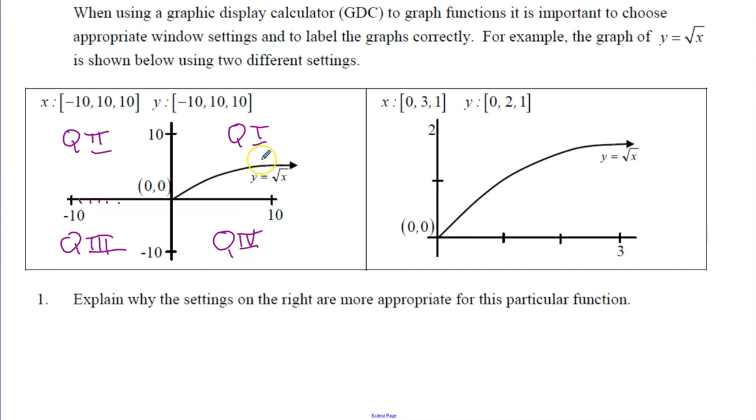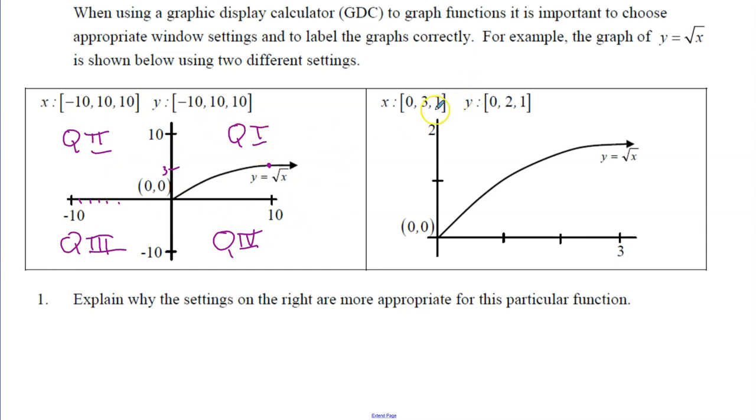But our graph is actually only in quadrant 1. And even when the x value is 10, the y value, I mean, think about it, it's a square root, right? The y value is just going to be a little bit over 3. So we don't need to see the whole of the coordinate plane, at least from negative 10 to 10. We don't even need to see all of quadrant 1.